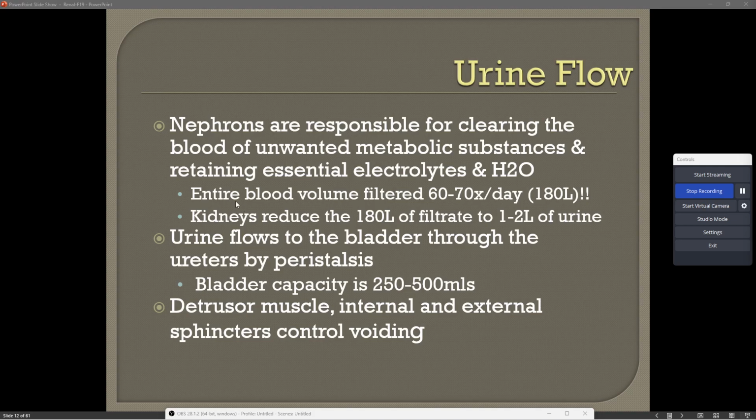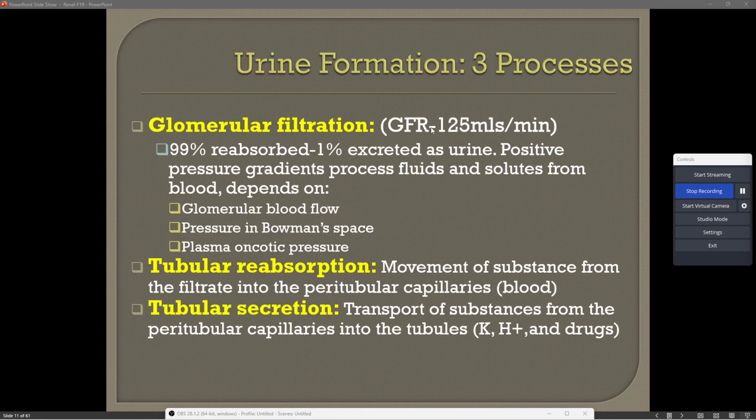Okay. Oh, I forgot one last thing. GFR, one of the biggest peeves I have is people look at the GFR and they're like, oh, no, that's fine. Everything's good.